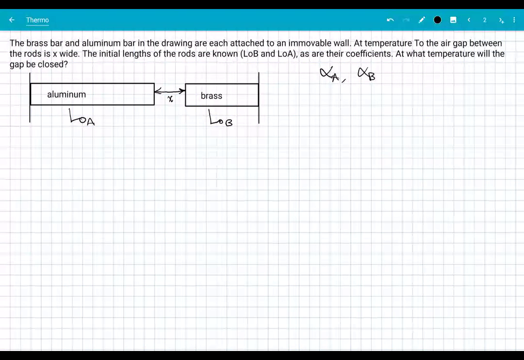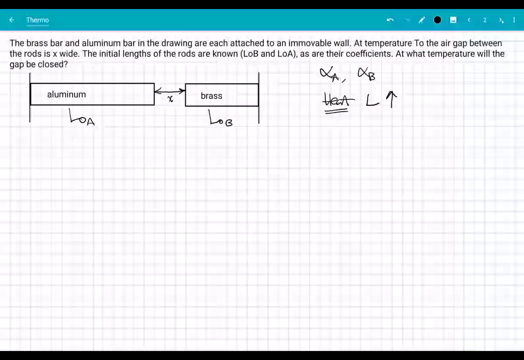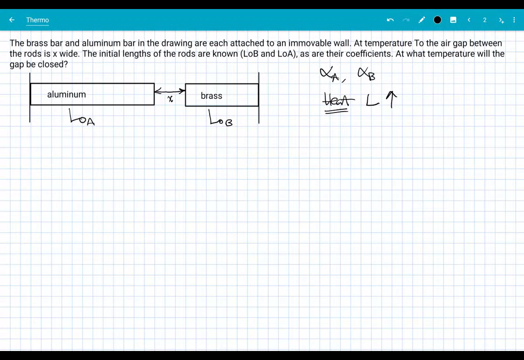Okay, so here, what we know is that we want these to close the gap. So we know that we're going to want to heat the combination in order to have our length increase. They both have positive coefficients, so they both expand with increasing temperature. And if we want them both to increase into the gap, X, then I know that an equation I can set up here is that X is equal to the change in the brass plus the change in the aluminum.